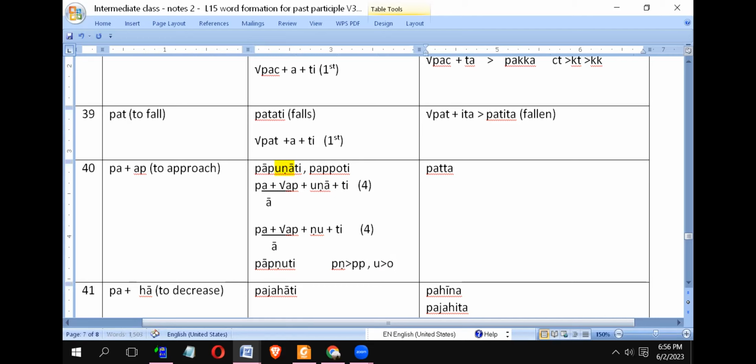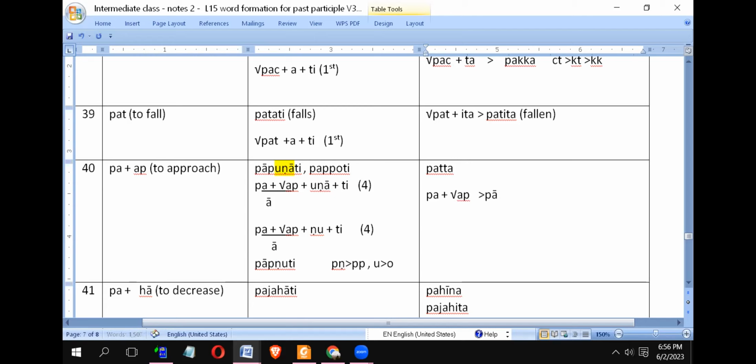So this one is easy. You have the root, then the base here, let's say PPO, plus the ta. You cannot get it like this. So we go back to pa plus the root ap. Then you got the pa.